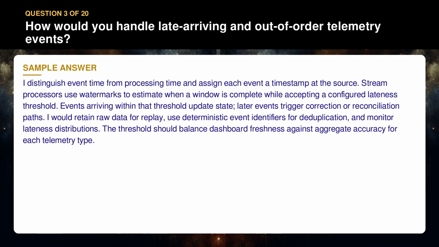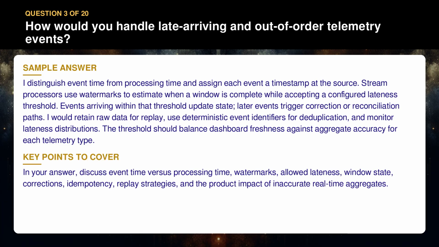I would retain raw data for replay, use deterministic event identifiers for deduplication, and monitor lateness distributions. The threshold should balance dashboard freshness against aggregate accuracy for each telemetry type. In your answer, discuss event time versus processing time, watermarks, allowed lateness, window state, corrections, idempotency, replay strategies, and the product impact of inaccurate real-time aggregates.